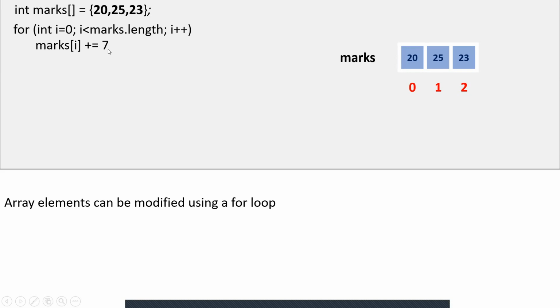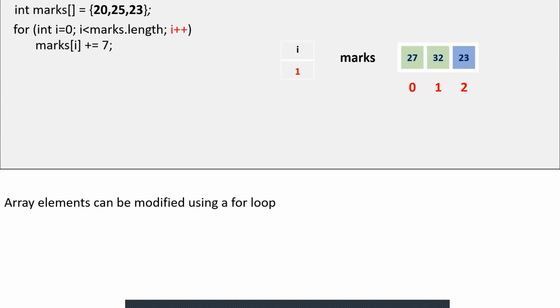Same thing. Initial i becomes 0. Is it less than 3? Yes. We go inside the body and we say marks[0], increase that value by 7. So this is marks[0], which is 20 right now. If we add 7 to it, it will become 27. Increment the counter. i was 0, so it will become 1 now. Check the condition again. Is it less than 3? That is true, so go inside the body. Now marks[1], which is this 25, increase it by 7 and that becomes 32.